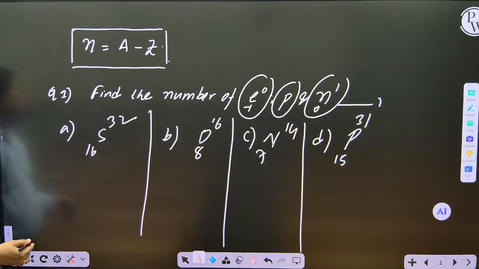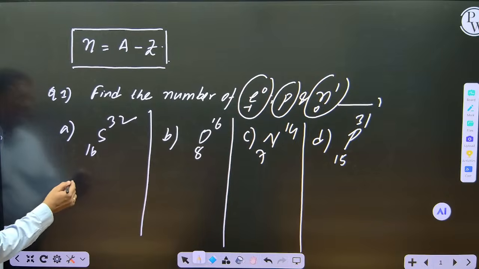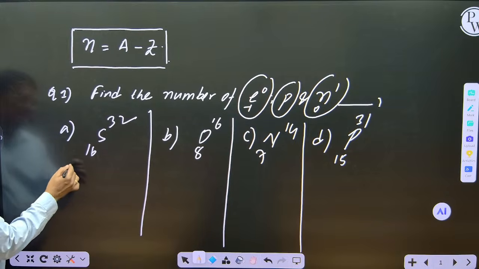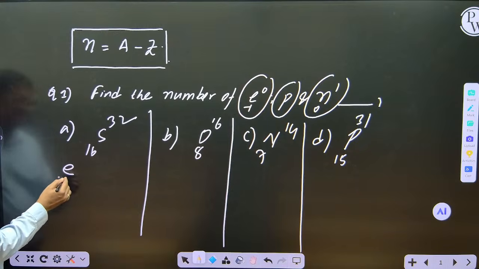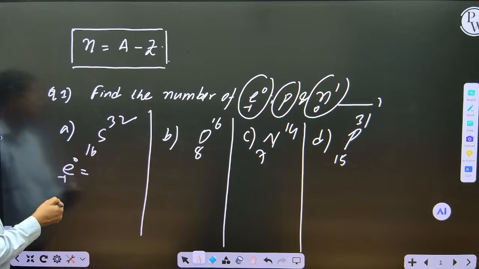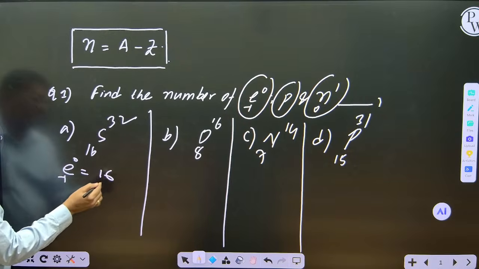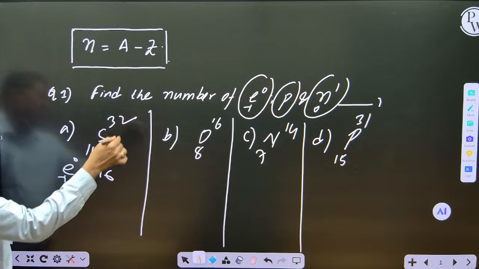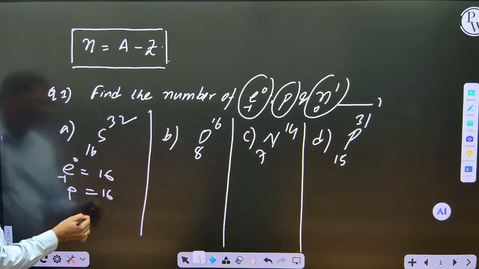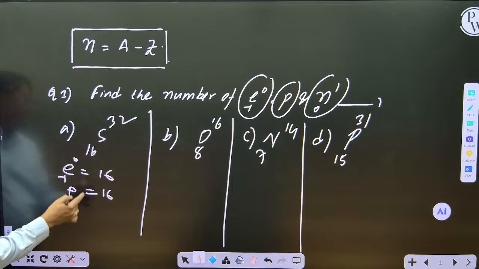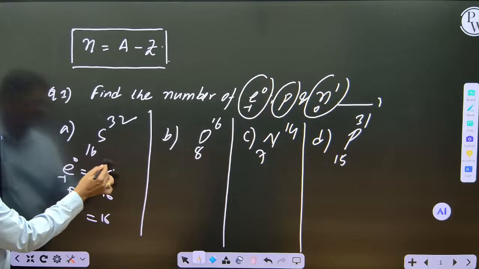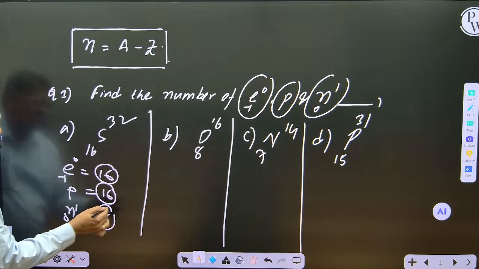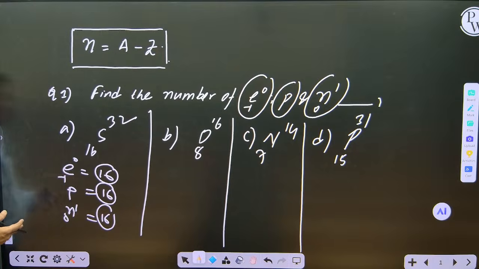Now see students, you might all be familiar with this. In a neutral atom, how many protons will be there, the same number of electrons will be there. How many protons here? There are 16. So electrons will also be 16. Protons will also be 16. And for neutrons, you do 32 minus 16. So all come 16, 16, 16. Simple. So electrons are 16, protons are 16, neutrons are 16.